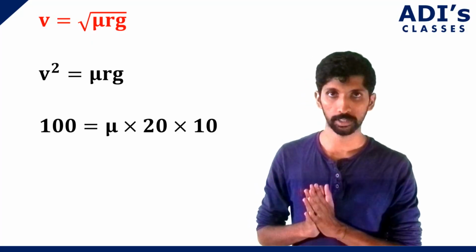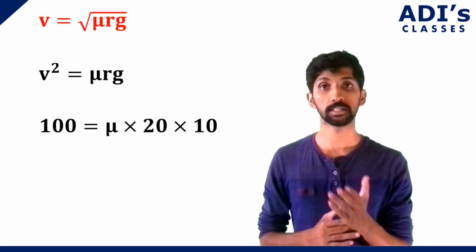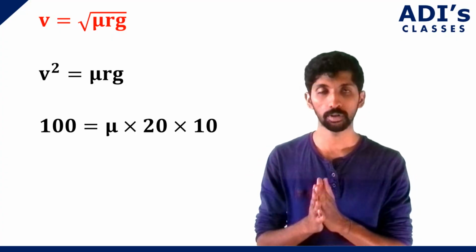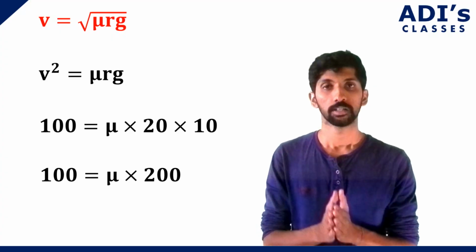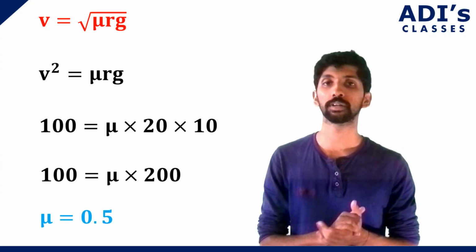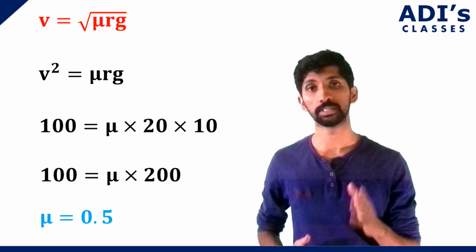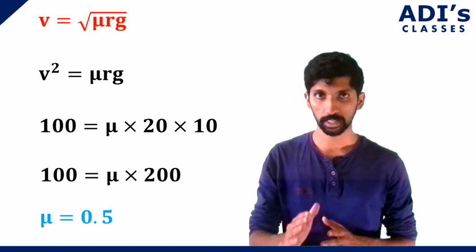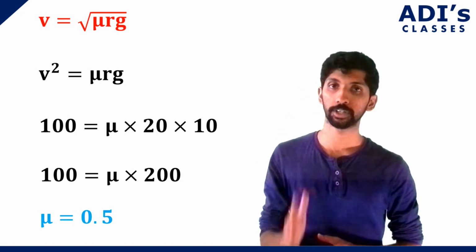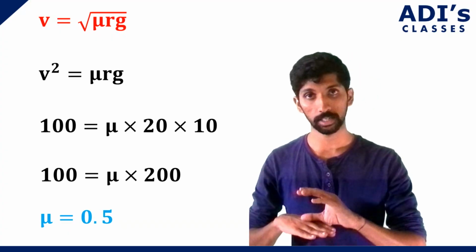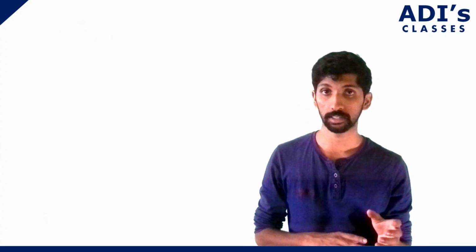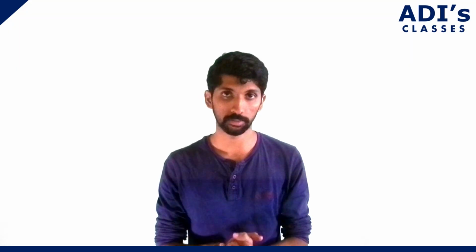Now substitute the values. So V square, that's 10 square becomes 100, is equal to mu into 20 into 10. Correct? So 100 is equal to mu into 200. So mu is equal to 0.5. So basically the coefficient of friction has to be 0.5 between the road and the tire so that the car cannot slide or skid.